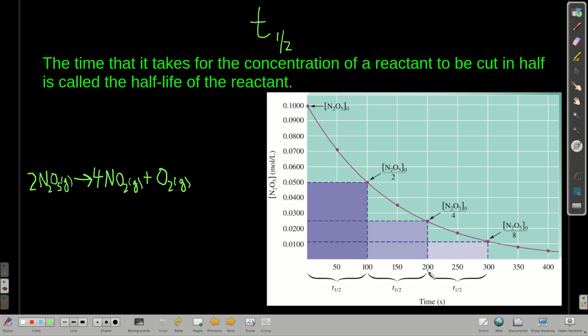Notice that the half-life for a first-order reaction is constant. It's 100 seconds from here to here, and then the second half-life would be from 0.05 to 0.025, from here to here. That's also 100 seconds, and it keeps on going.